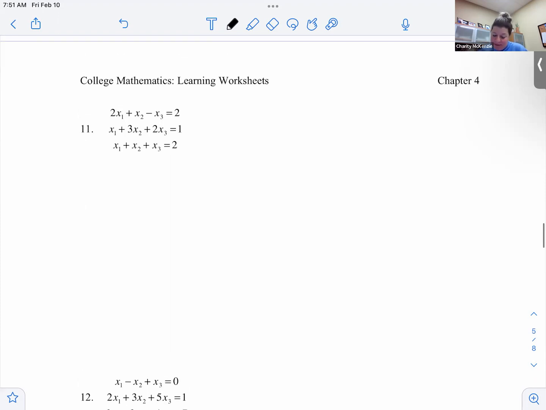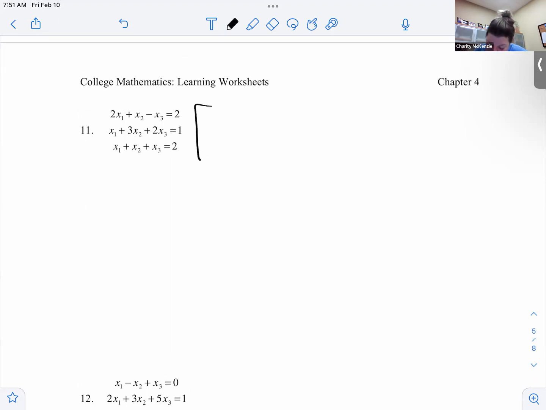Okay, here's our first 3 by 3. So let's start by writing this out. It's going to go 2, 1, negative 1, 2. 1, 3, 2, 1, 1, 1, 1, 2.